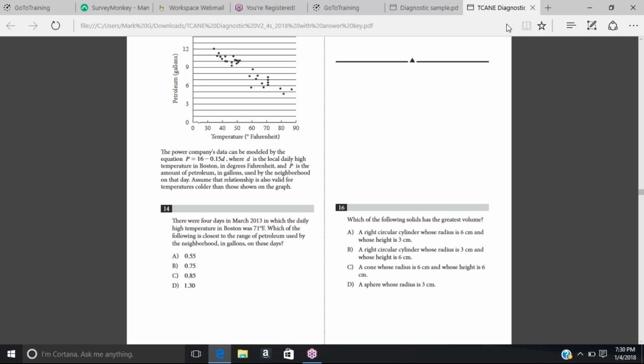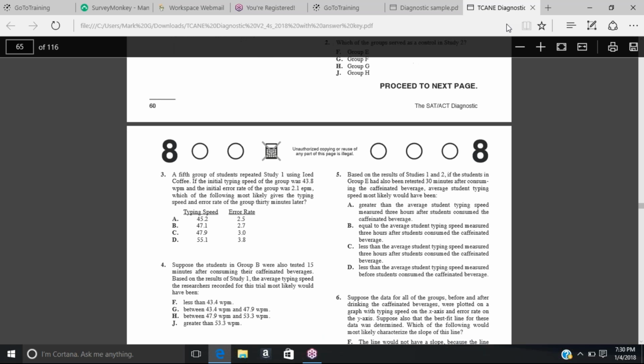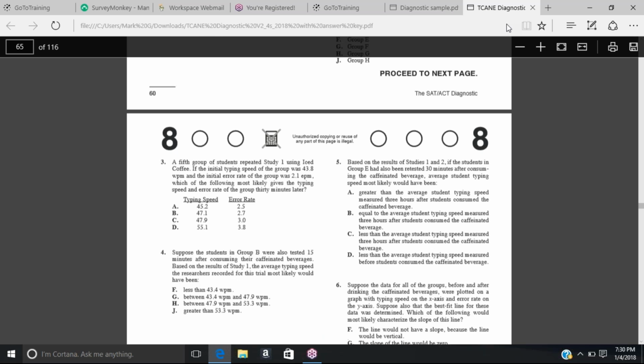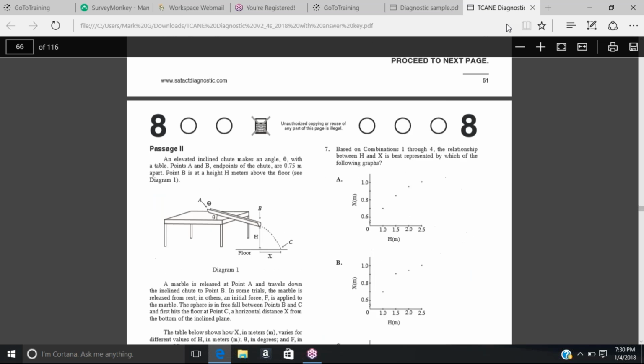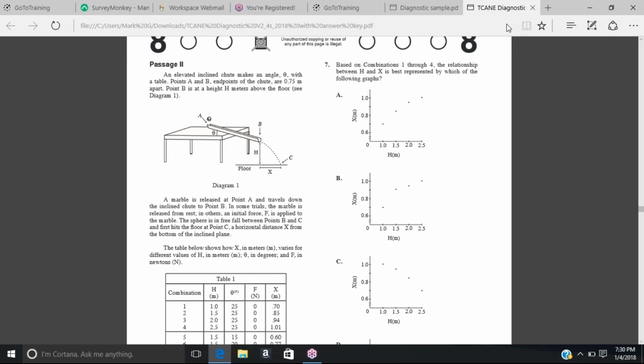Last one is section 8. I will do passage 2. There it is. The experiment is not worth reading, with one exception.